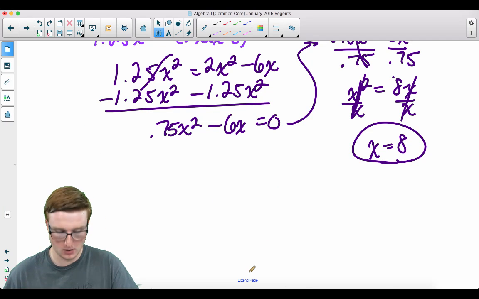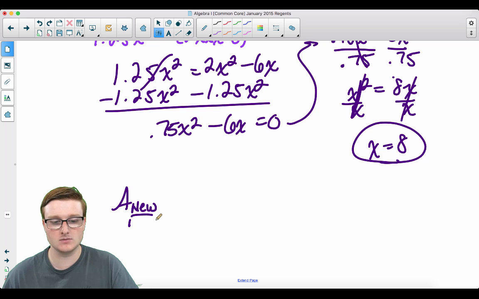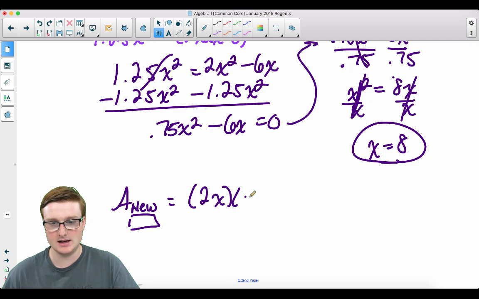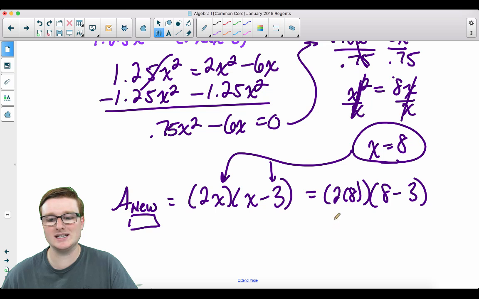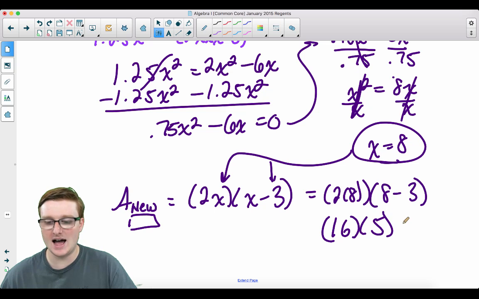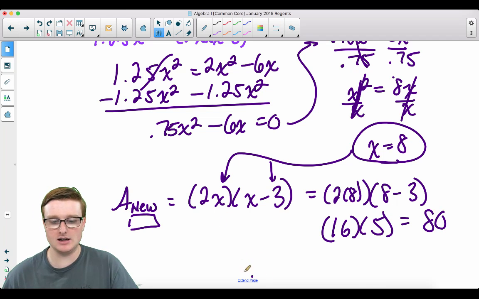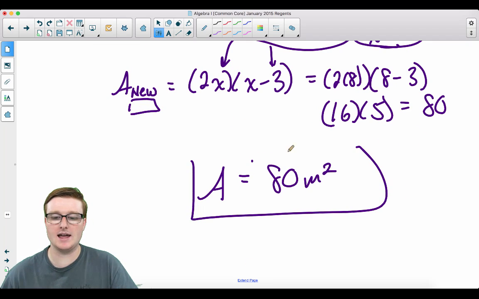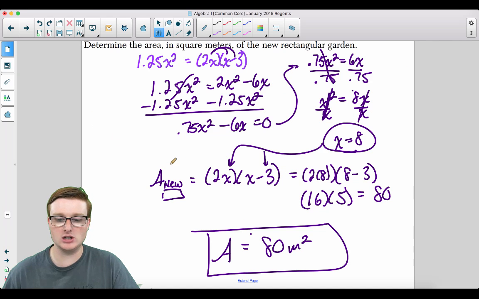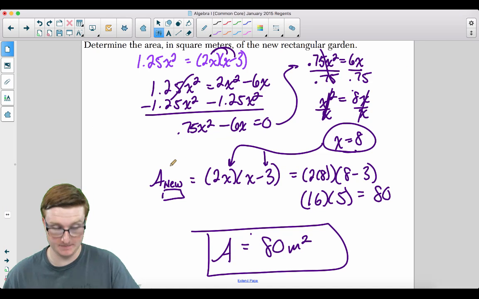So now the final part says determine the area. Well, the area of the new rectangle, or the new garden, is equal to 2x times x minus 3. So now we're just going to take 8 and plug it in for x. So we get 2 times 8 times 8 minus 3. 8 times 2 is 16, times 5, which is 80. So the area of the new rectangle is 80 meters squared. And ladies and gentlemen, you are officially done with that question.